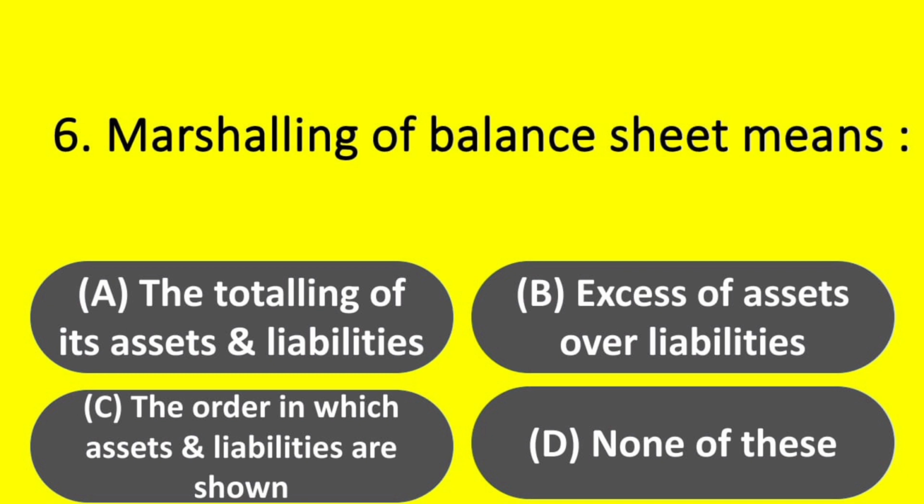Marshalling of balance sheet means option A, the totaling of its assets and liabilities, option B, excess of assets over liabilities, option C, the order in which assets and liabilities are shown, option D, none of these. Answer. Option C, the order in which assets and liabilities are shown.